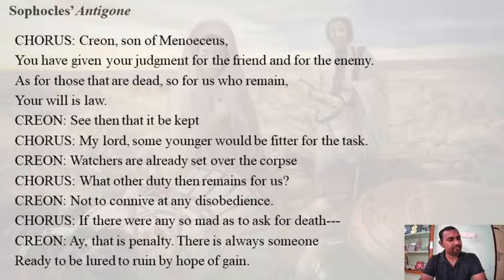Creon: See then that it be kept. Chorus: My lord, some younger man would be fitter for that task.